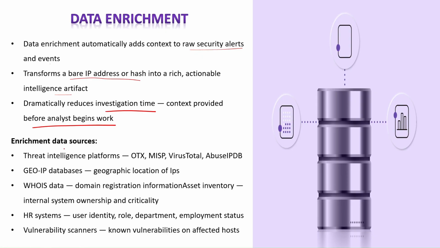Some enrichment data sources include threat intelligence platforms such as OTX, MISP, VirusTotal and AbuseIPDB; GeoIP datasets, that is geographic location of IPs; WHOIS data, which is domain registration information; asset inventory, internal system ownership and criticality. HR systems provide user identity, role, department and employment status. Vulnerability scanners show known vulnerabilities on affected hosts.